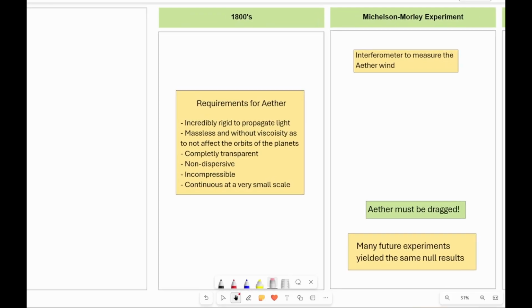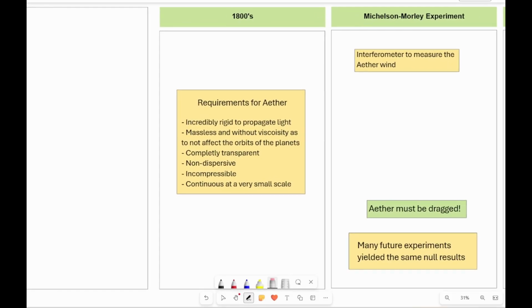So Michelson-Morley is one of our first experiments that started to shoot down Aether. It was trying to measure the Aether wind. If we had some sort of source, it would go into an interferometer, bounce off a mirror, come back, then the other leg would bounce off the mirror, come back, and then the output would be seen by some sort of eye or camera.